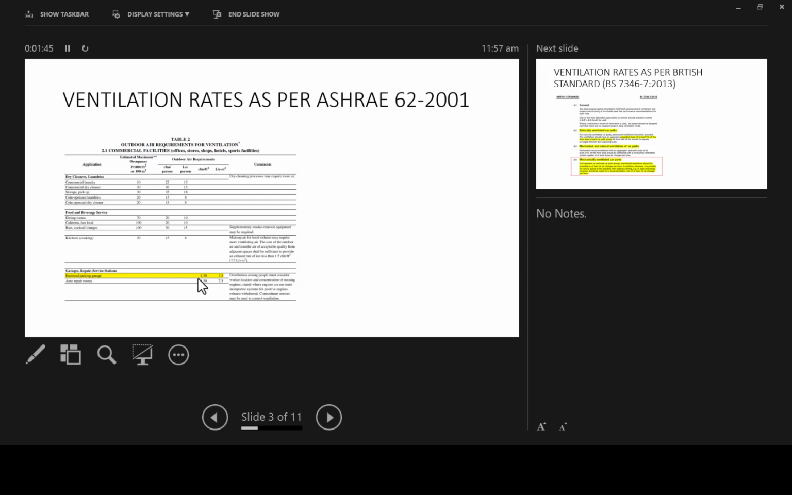So how will we calculate it? We will multiply the 1.5 with the total area of the car parking, so you will get the air flow rate in CFM for the car park, and you can use it for exhaust. This is a very simple way which is defined by ASHRAE, but there are other methods defined by ASHRAE in a handbook. I will discuss it later. So this is the first method.